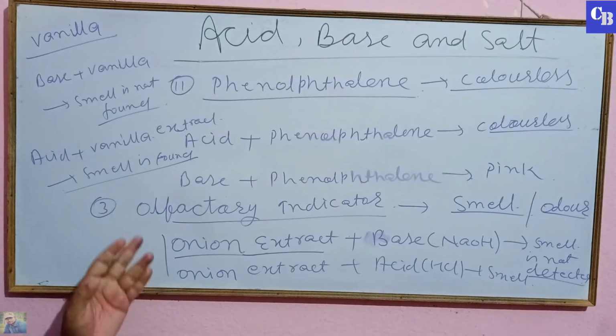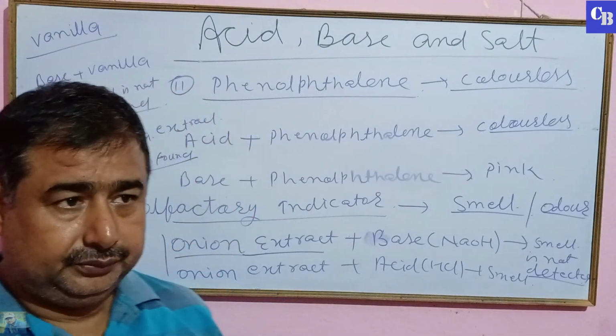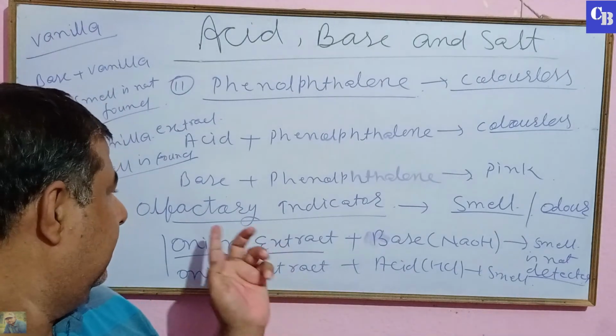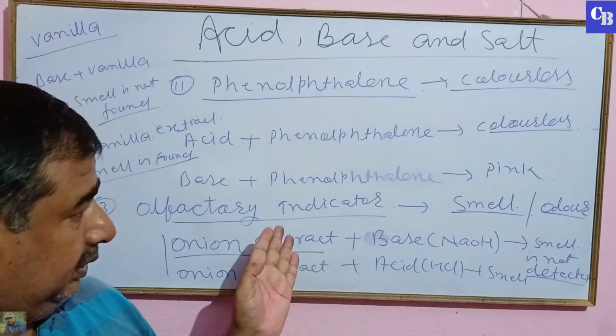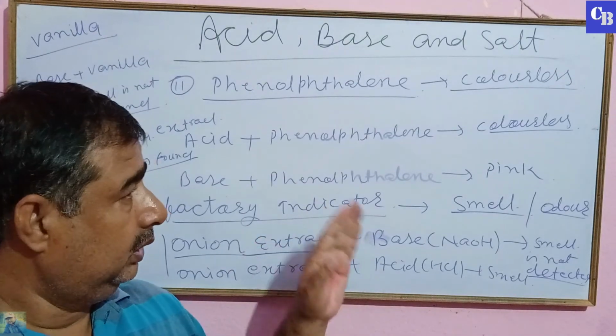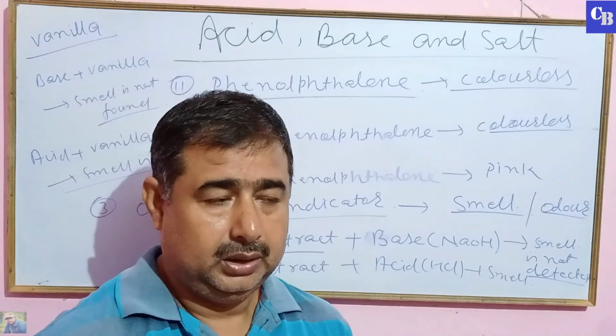So you have learnt three types of indicator: natural indicator, synthetic indicator, and olfactory indicator. In the next class you will learn about the universal indicator.